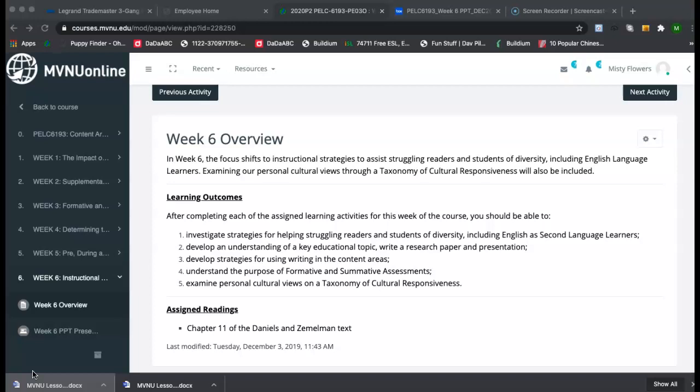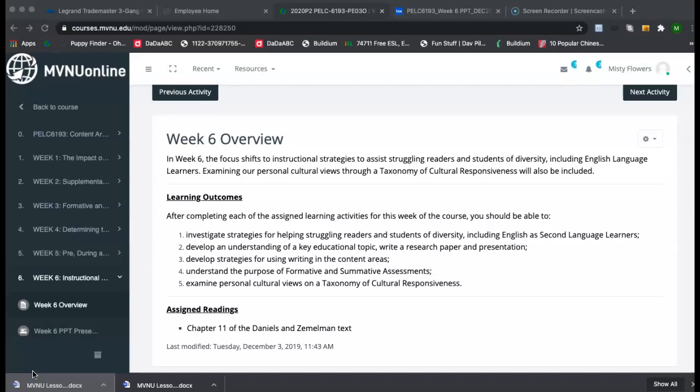You're also going to be examining your personal cultural views through a taxonomy of cultural responsiveness, which is in the PowerPoint. By the end of the week, you will have investigated strategies for helping struggling readers and students of diversity, including English as second language learners.